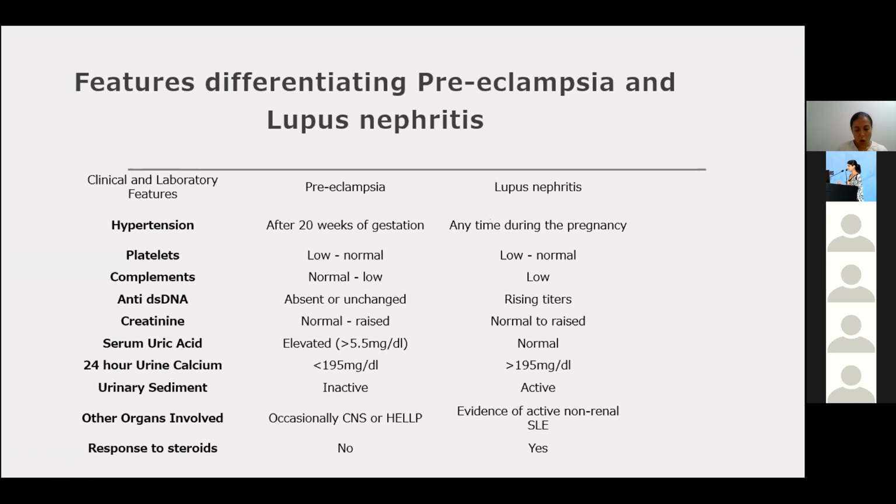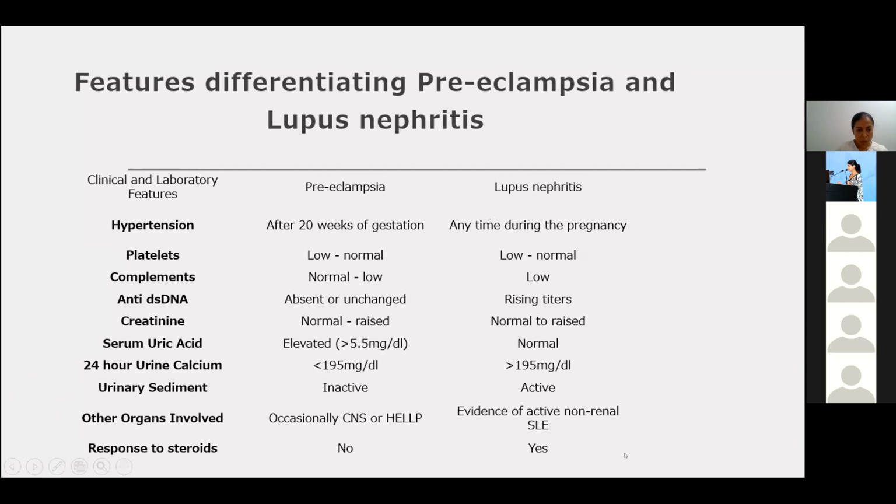Now we are talking about a patient with SLE coming with preeclampsia here, which is why the anti-dsDNA may be negative, or if positive, maybe the titer is unchanged. The creatinine may be normal or raised. In lupus nephritis, same. Here serum uric acid is elevated in preeclampsia, but in lupus nephritis, it's normal.